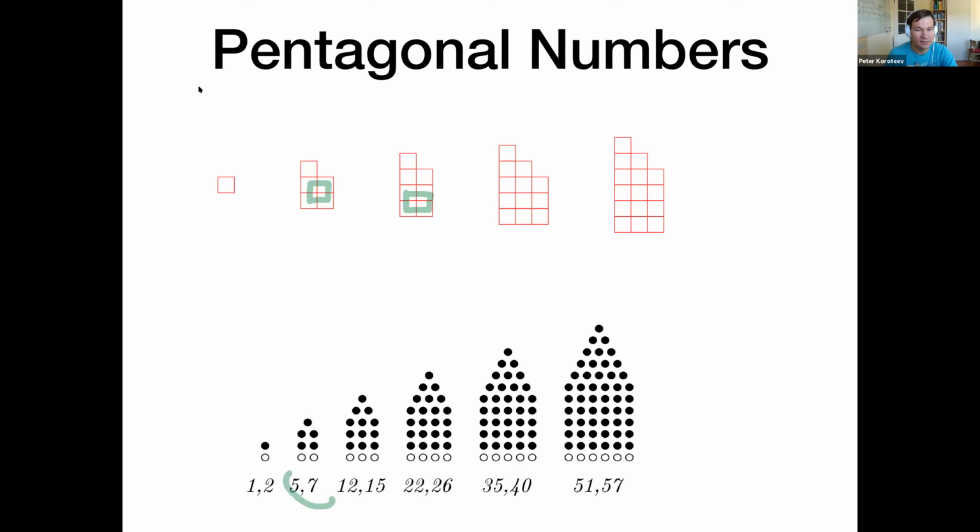And then with 3 parts, you have 12 and 15, and so on. So with 4 parts, you have 22 and 26. With 5 parts, you have 35 and 40, and so on and so forth, right? And with 1 part, you have 1 and 2. So there are 2 series of pentagon numbers, which we'll talk about next.